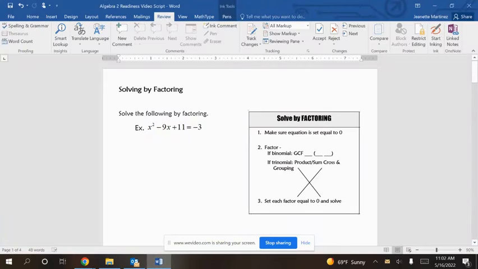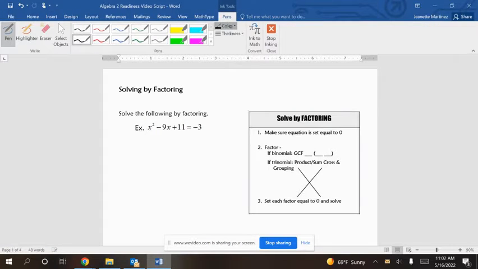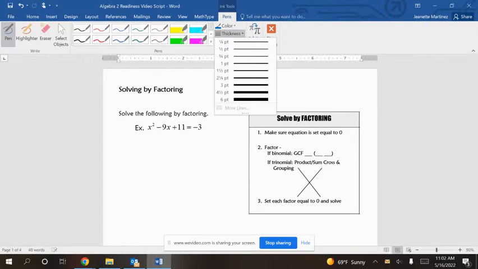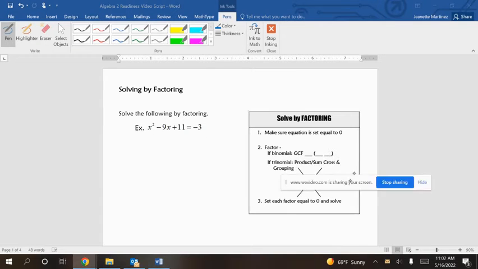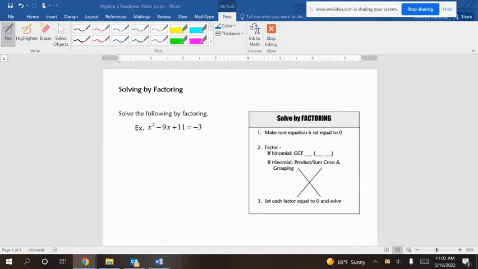We're going to talk about solving by factoring. So the very first step you're going to take when you're solving by factoring is to make sure your equation is set equal to 0. That's what our graphic organizer says to do. You'll notice our equation says x squared minus 9x plus 11 equals negative 3.